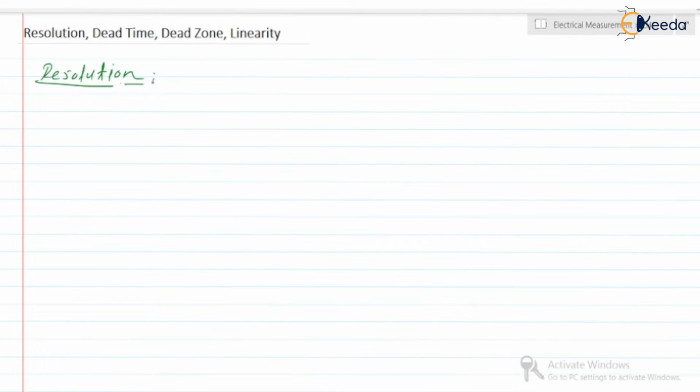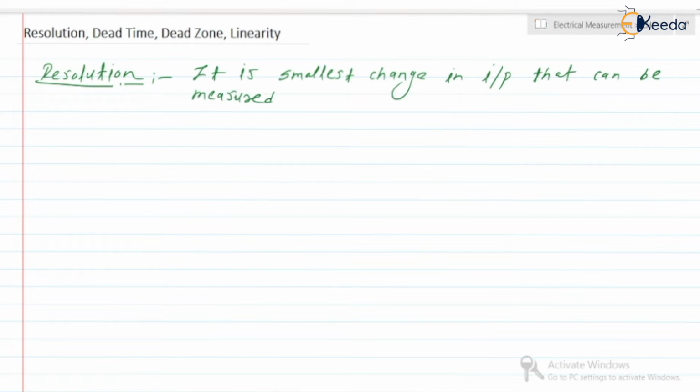What is the resolution? Resolution is nothing but the smallest change in the input that can be measured by the instrument, or the measuring instrument. Okay, this is the smallest change in input that can be measured by the instrument. That is nothing but the resolution.